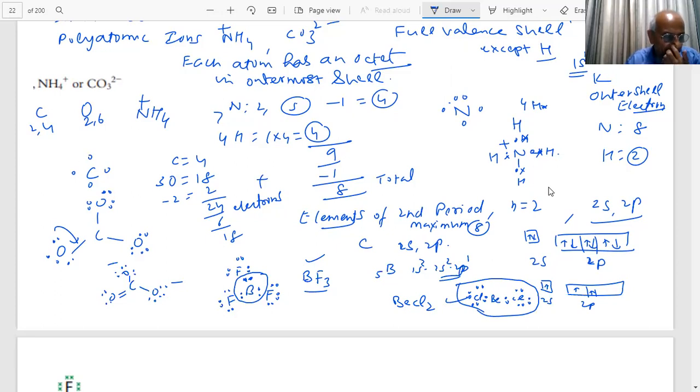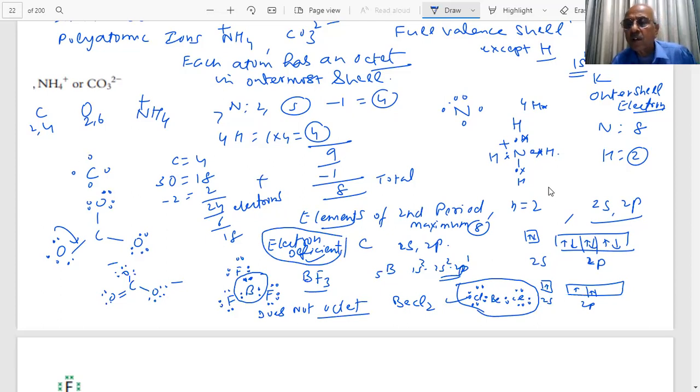They do not have an octet, student. And such species are called electron deficient species. They are, student, electron deficient. Can you see it? They are short of 2 electrons. This is short of 2 pairs of electrons. They can accept pairs of electrons from others because they don't have enough electrons. Boron has only 3. Beryllium has only 2 electrons in the outermost shell.